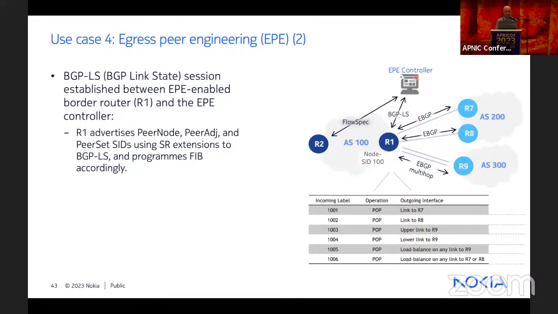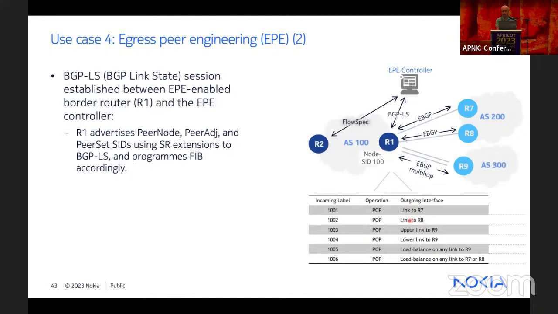So here I've once again got some questions for you guys. We see that on R1, when we turn this on, it allocates a number of labels for the BGP EPE purposes. So 1001 has an operation that if router one receives a packet where the active segment is 1001, it's going to pop it and it'll send the packet to R7.